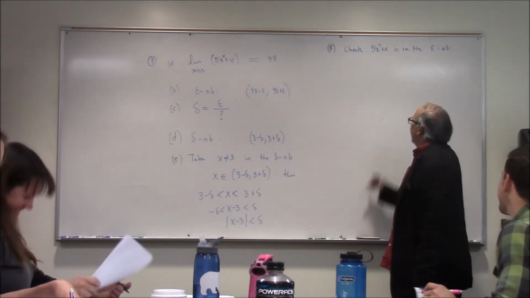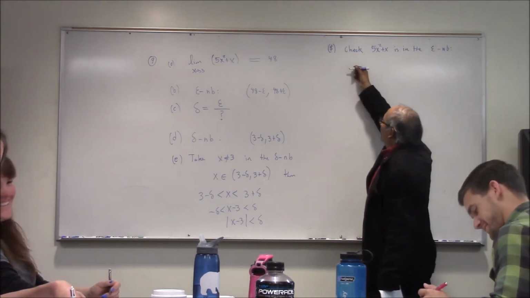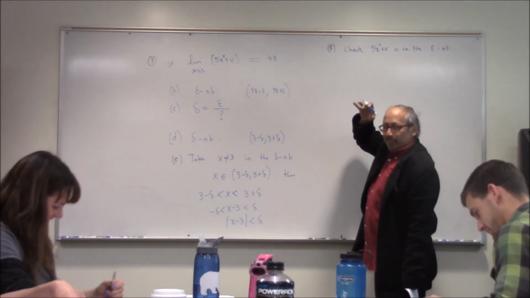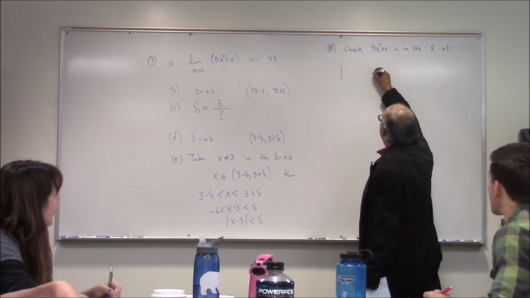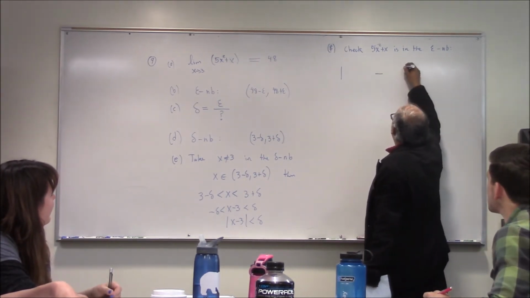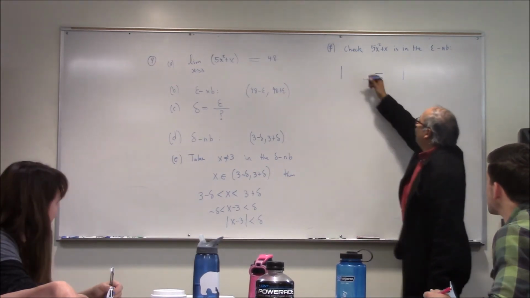Whatever that means. Okay, well, let's go ahead. It means that it's in the delta net, in the epsilon neighborhood. It's very, very close to 48. In fact, I'm going to estimate the difference. So, what is the difference? Here it's going to be what?